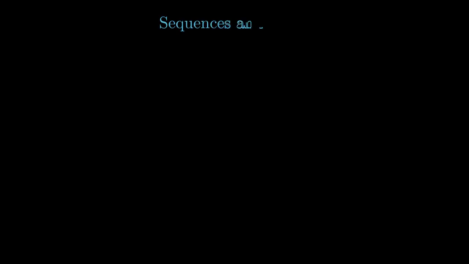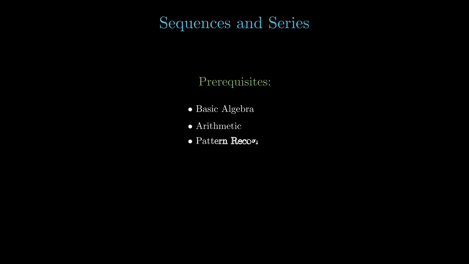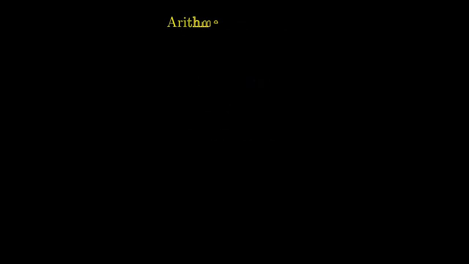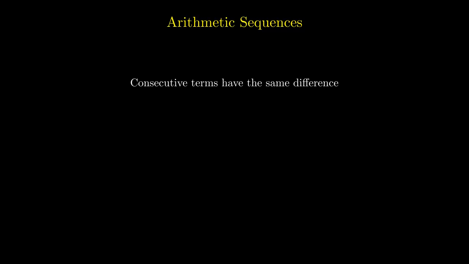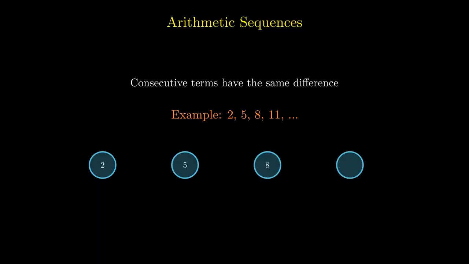To work with sequences and series, you'll need to be comfortable with basic algebra, arithmetic, and spotting number patterns. Now let's talk about arithmetic sequences. An arithmetic sequence is one where the difference between consecutive terms is always the same. For example, 2, 5, 8, 11. Here, the common difference is 3.